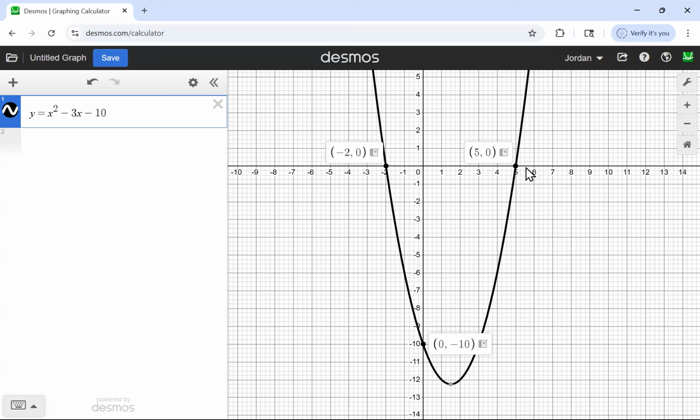So this equation has one y-intercept and two x-intercepts. The y-intercept is (0, -10). The x-intercepts are (-2, 0) and (5, 0).